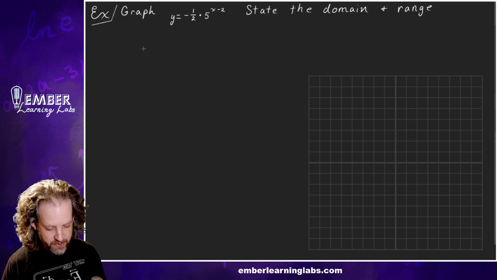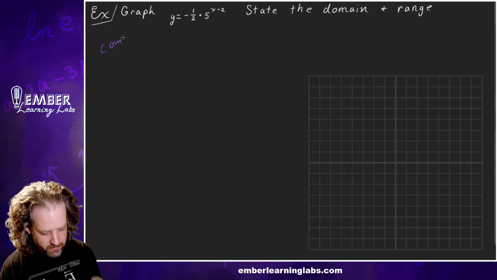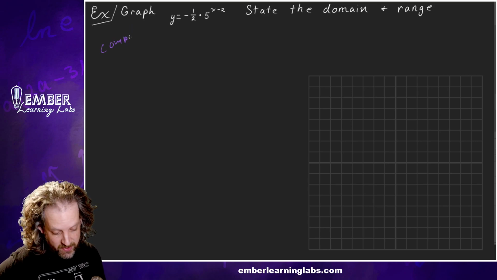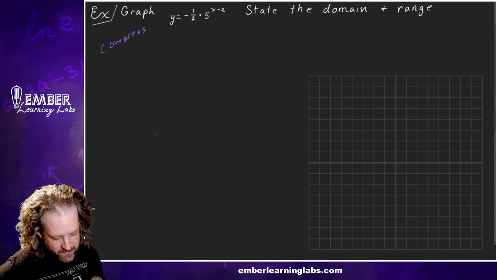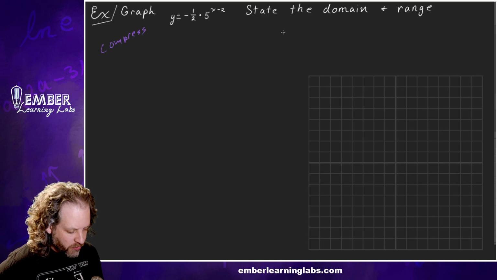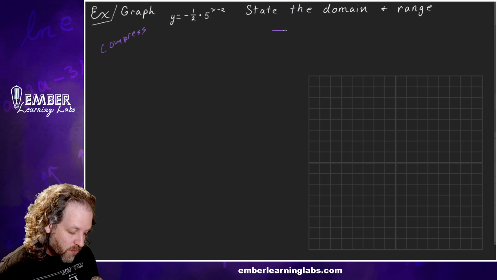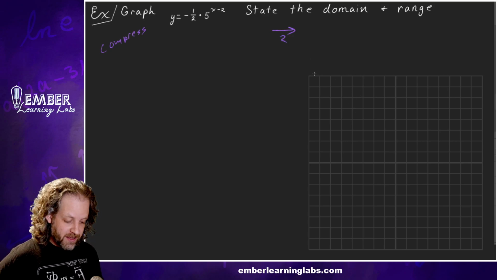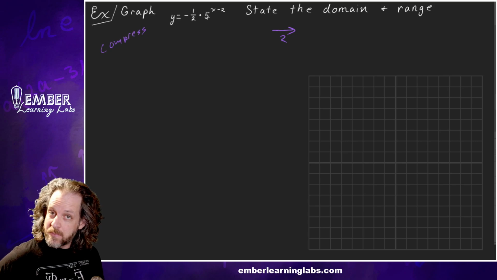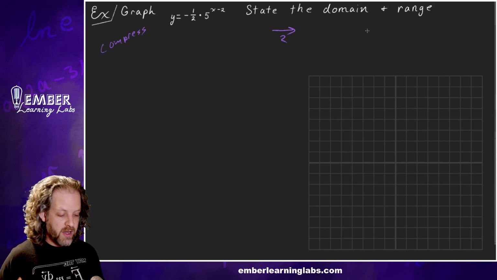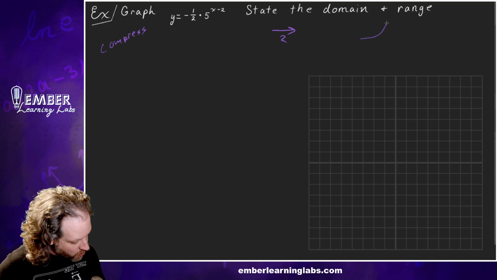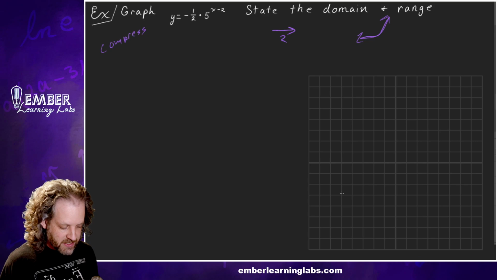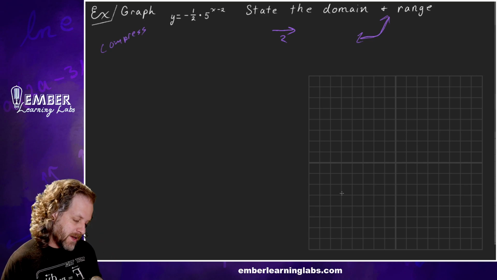Make us some notes. So it's going to compress, which we'll kind of see basically by plotting points, because that's how we're going to get that. And it also is going to move to the right 2. Because this 5, that b, is greater than 1, it is an exponential growth function. So it's going to be in this basic shape. So there's some notes on what we expect. So we expect it to shift to the right.